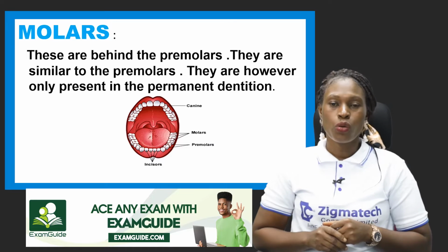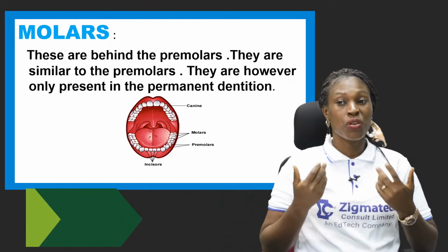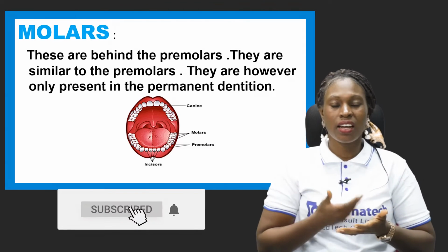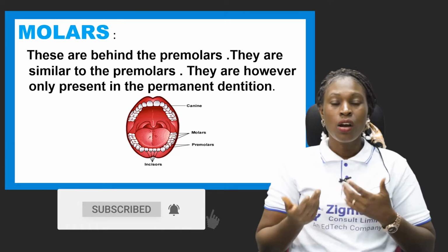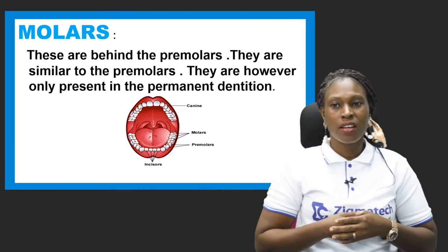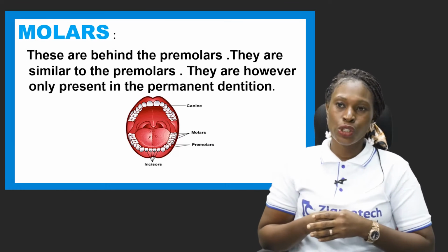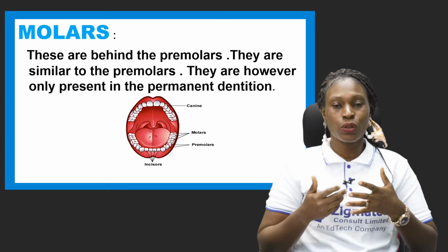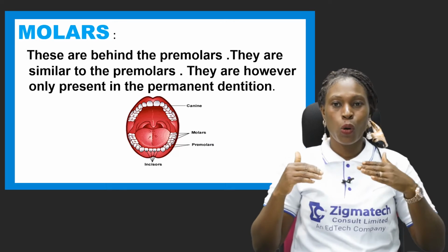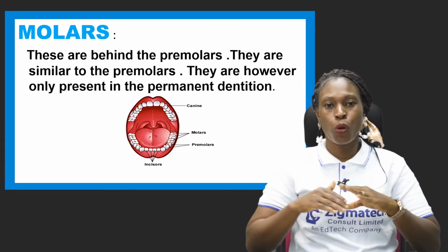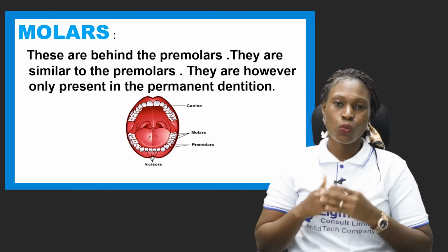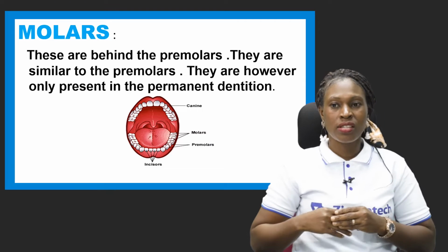Now, these are the molars, also a part of the teeth. They are behind the premolars. They actually do the same thing. The molars and the premolars are almost the same thing. They carry out the same function, and you don't get to have them until your set of teeth is complete. When you have your permanent dentition, that's where you find your molars.